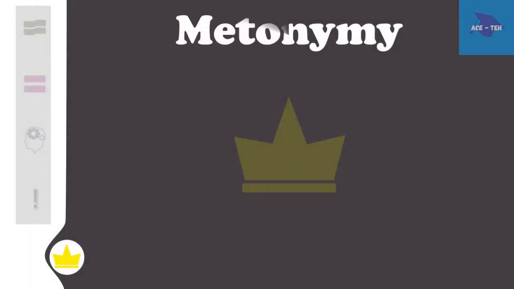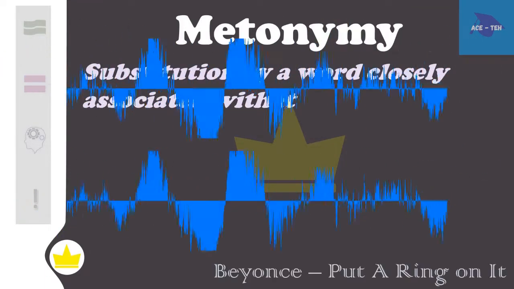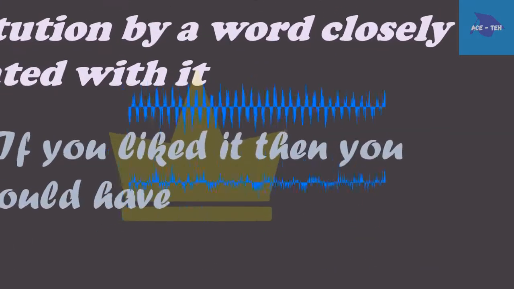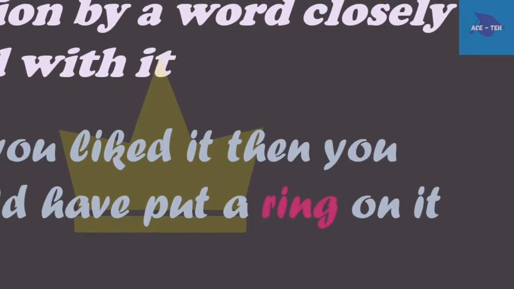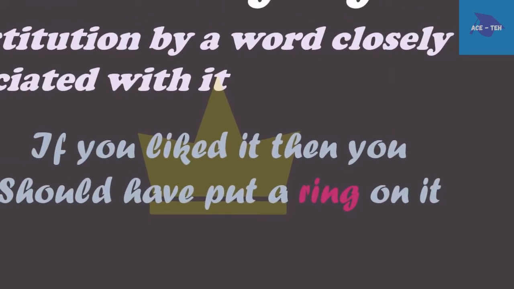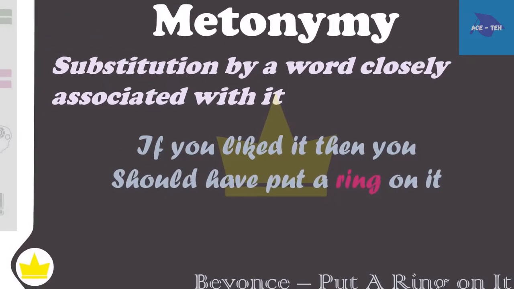Next is metonymy. Now, this figure of speech and the next one is a bit tricky. A metonymy is a substitute word that stands for something closely associated with it. Here, ring signifies the concept of marriage. The word marriage is substituted with the word ring, which is closely associated with it.